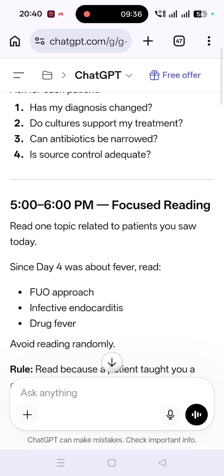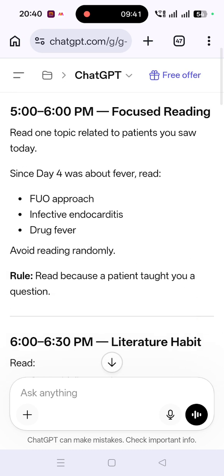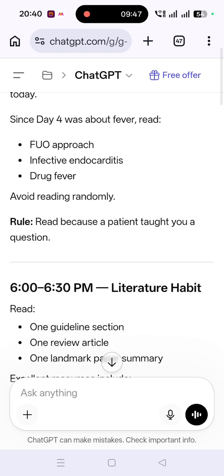Then the FUO approach, how to approach FUO, is also an important topic and one should read about it. Infective endocarditis is a cause of fever most of the time, so it should be read, because so many times infection leads to sepsis. Then drug fever is also very important, it should be read.